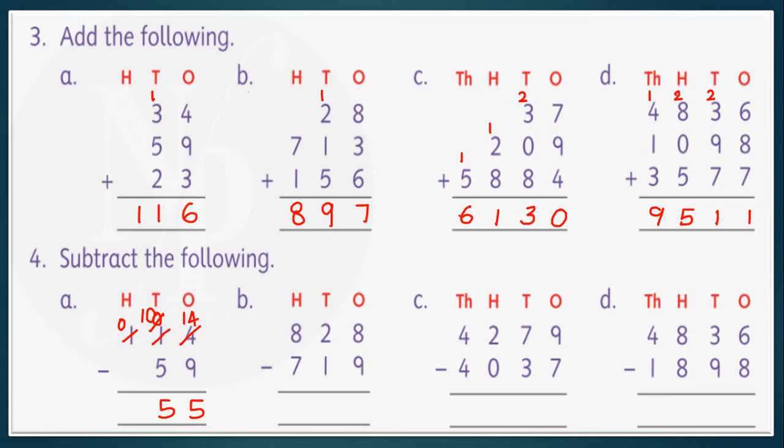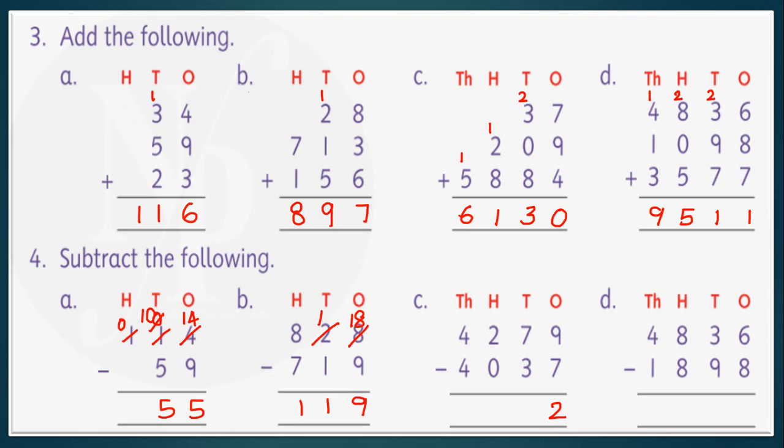So subtracting 9 from 8 is not possible. We need to regroup. So this now becomes 1 and this becomes 18. Now subtract 9 from 18, you will get 9. Here subtracting 1 from 1, we get 1. Subtracting 7 from 8, we get 1. 119 is the difference.